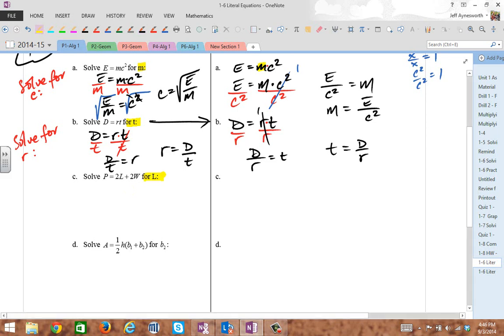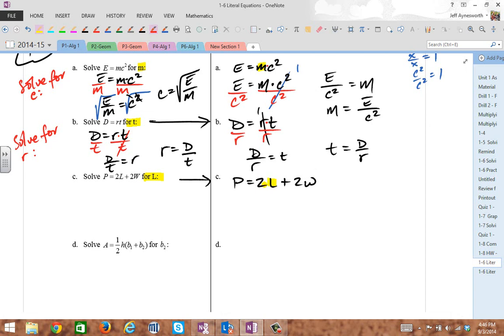So on this next one, this comes from geometry. This is the perimeter equation for a rectangle. The perimeter of a rectangle is 2 times the length plus 2 times the width. All right, and we want to solve for L, which happens to be right here. Now you have to understand that it's being multiplied by 2, and added to 2w.